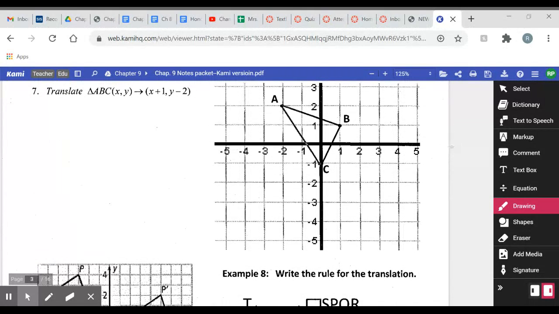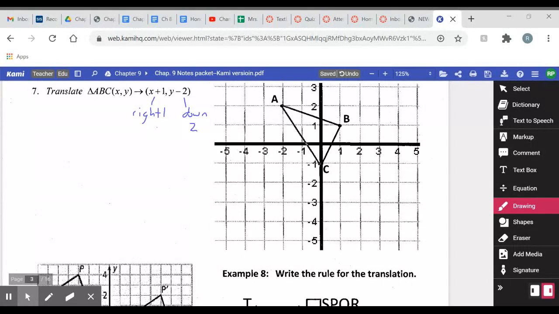Okay, on number 7, it's saying to translate triangle ABC. And it's telling us here, in the X direction, to go +1. So that's telling us to go right 1. And Y -2 is telling us to go down 2. So sometimes it just helps to kind of show what you're going to do to each point. And then we can actually take care of that.